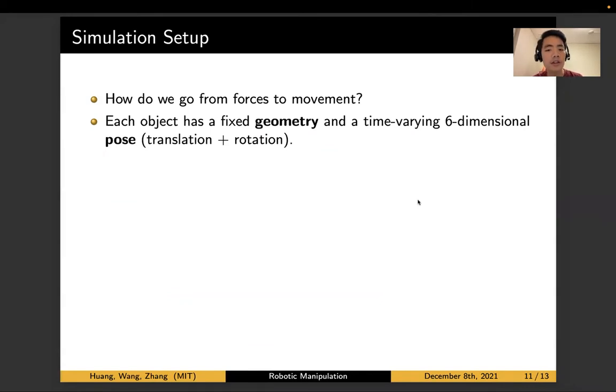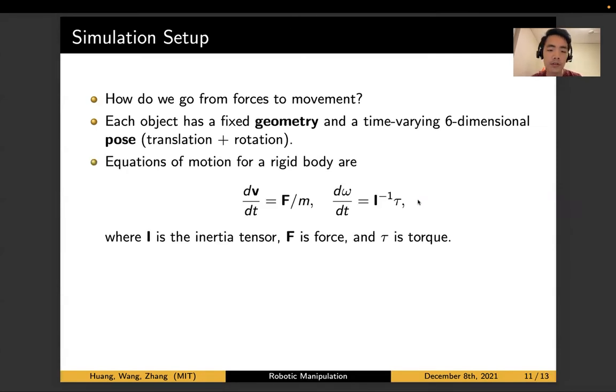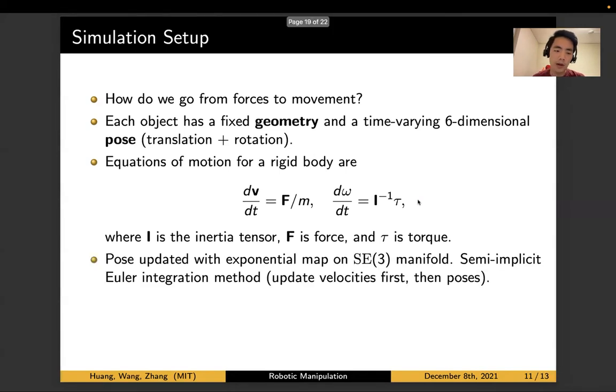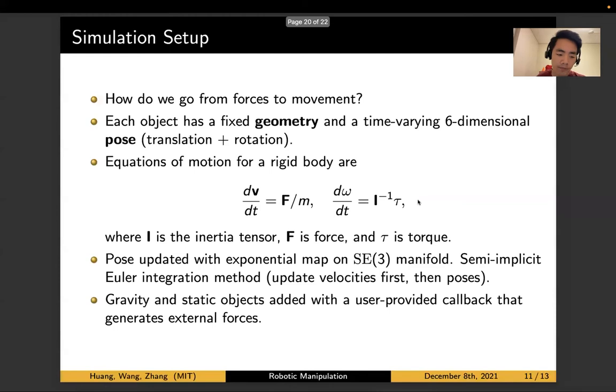But we also provide the object with a time-varying six-dimensional pose, which is a translation and a rotation, both three-dimensional. The equations of motion for rigid bodies are that the angular acceleration is proportional to the torque, and the linear acceleration is proportional to the force. We update the velocity and angular velocity over time through a simple Euler method, and then we update the poses by applying an exponential map on the special Euclidean group in 3 dimensions. The reason why we update the velocities first is for stability reasons, due to a semi-implicit Euler integration.